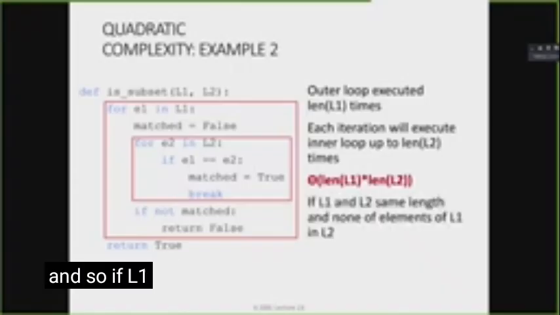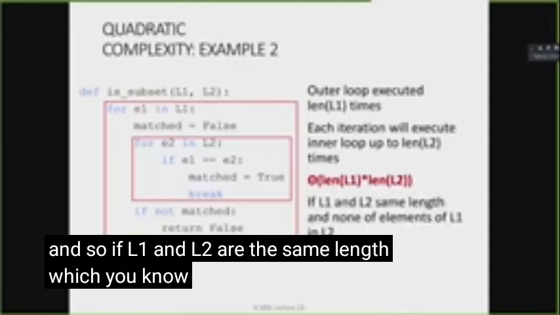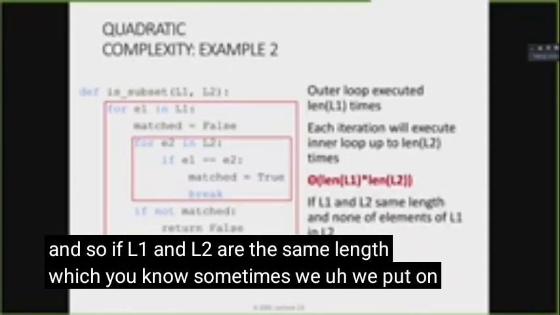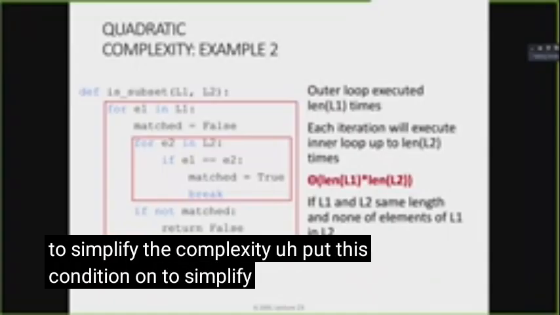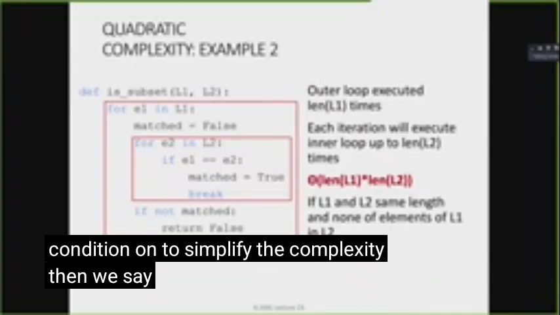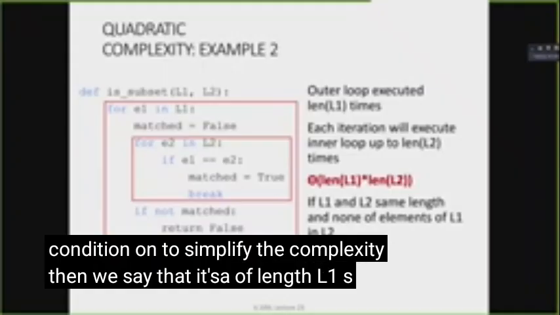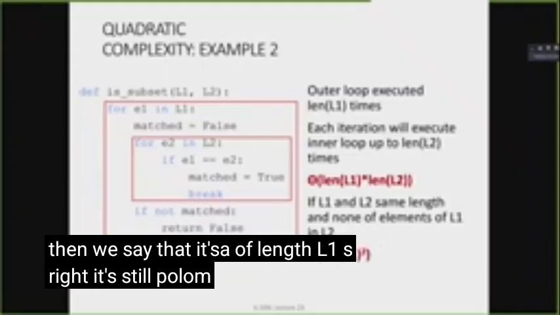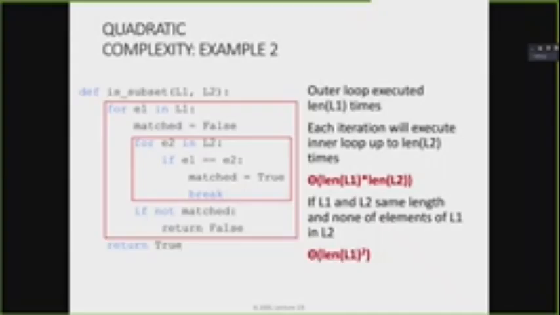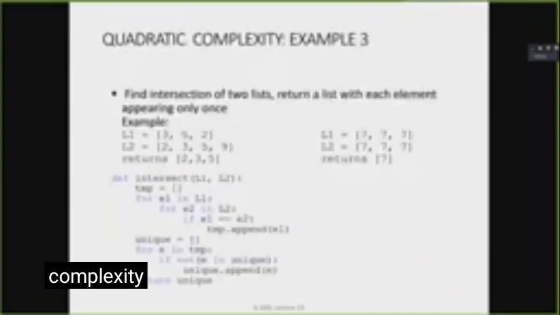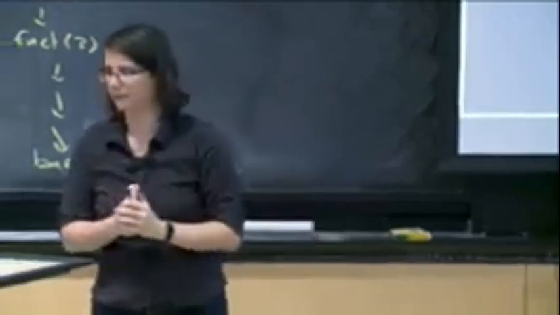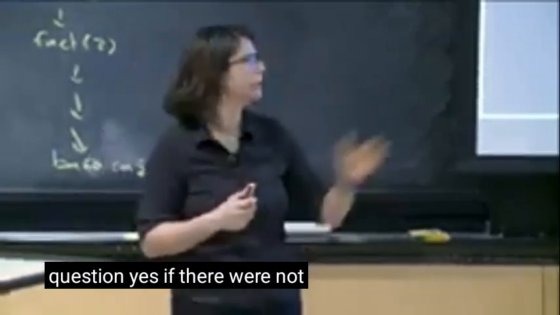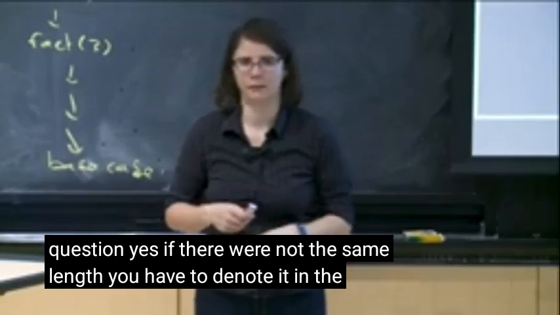So if L1 and L2 are the same length, which sometimes we put on as a condition to simplify the complexity, then we say that it's theta of length L1 squared. Right? It's still polynomial complexity. Okay, let's look, sorry, question? Yes, if they were not the same length, you have to denote it in terms of both lengths, yeah.